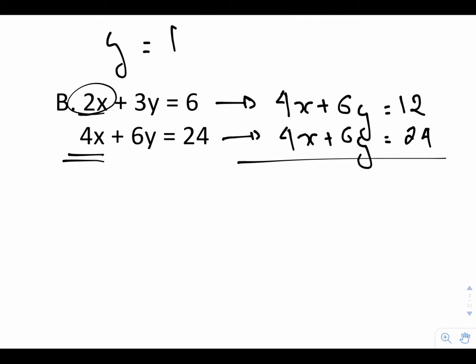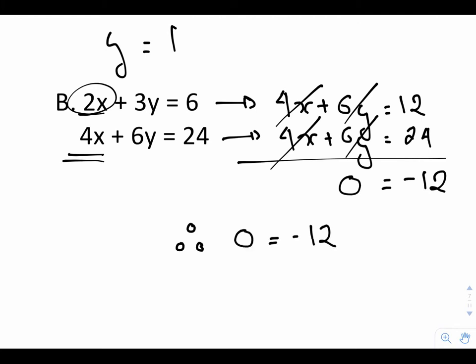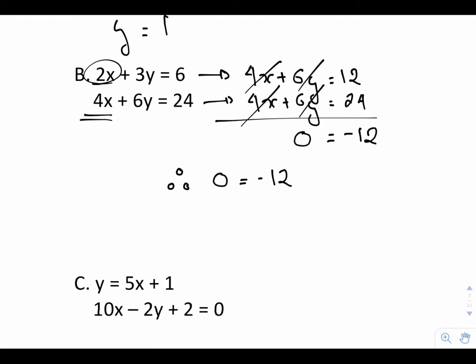So to eliminate the x, I'm going to subtract the two equations. The 4x and the 4x cancel each other out. 6y and 6y also cancel each other out. So what I have left on the left-hand side is just a big fat 0. And 12 minus 24 gives me negative 12. In other words, based on this, 0 is equal to negative 12. And that's where you should stop and say, hey, something is up, because 0 is certainly not equal to negative 12.